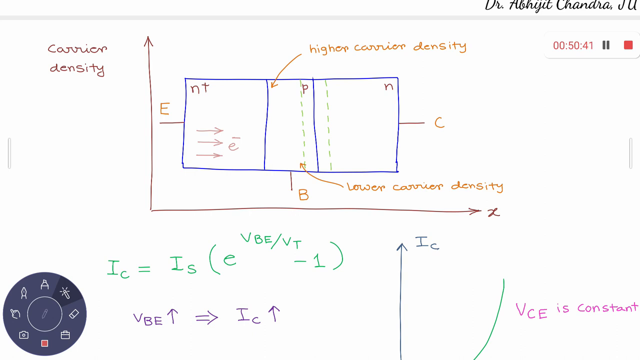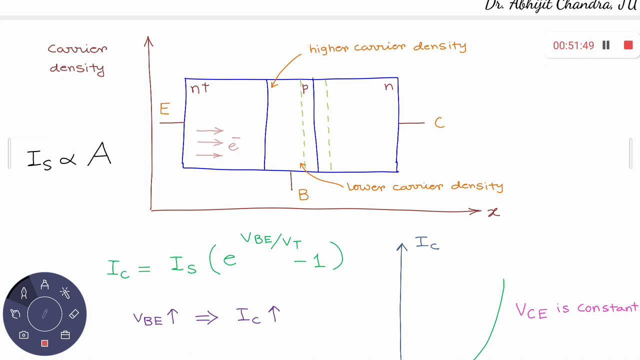Then we have another thing which is known as IES. Now my question is, based on our discussion today, on which parameters does this IS depend, and how? First of all, IS depends upon the cross sectional area. If you have more cross sectional area, you have more current, so it is directly proportional to this cross sectional area A.